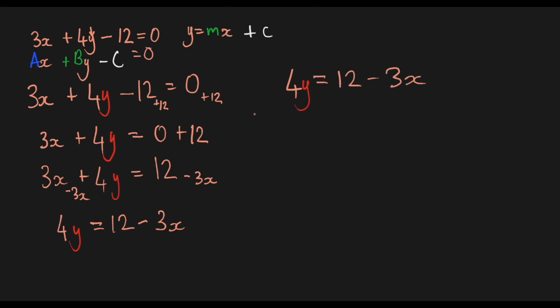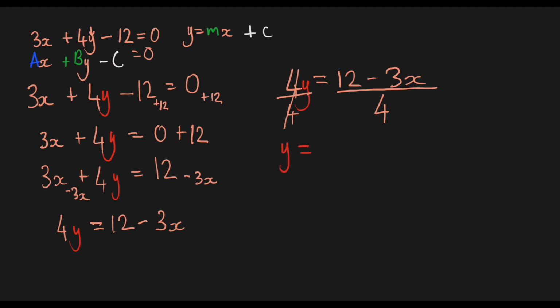What's happening now on this side is that 4 is being multiplied to the y. So we do the opposite of multiplying, which is division. So 4y divided by 4, we're left with just y. And then we have 12 minus 3x over 4. So now y is the subject of the formula.